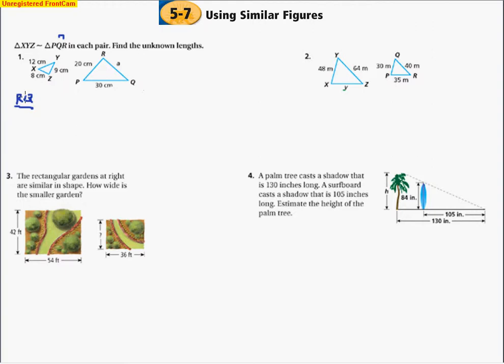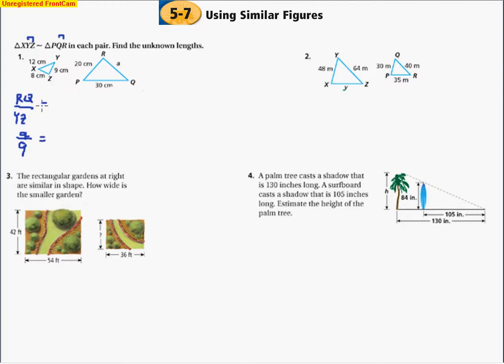So RQ goes on top. That's where I'll put it. So that means I'm going to end up using YZ. So YZ, this side right here, corresponds to RQ. So I'm going to put YZ right here. So I can go ahead and set up that fraction. So RQ is A, and YZ is 9. Alright, so we've got one fraction set up.